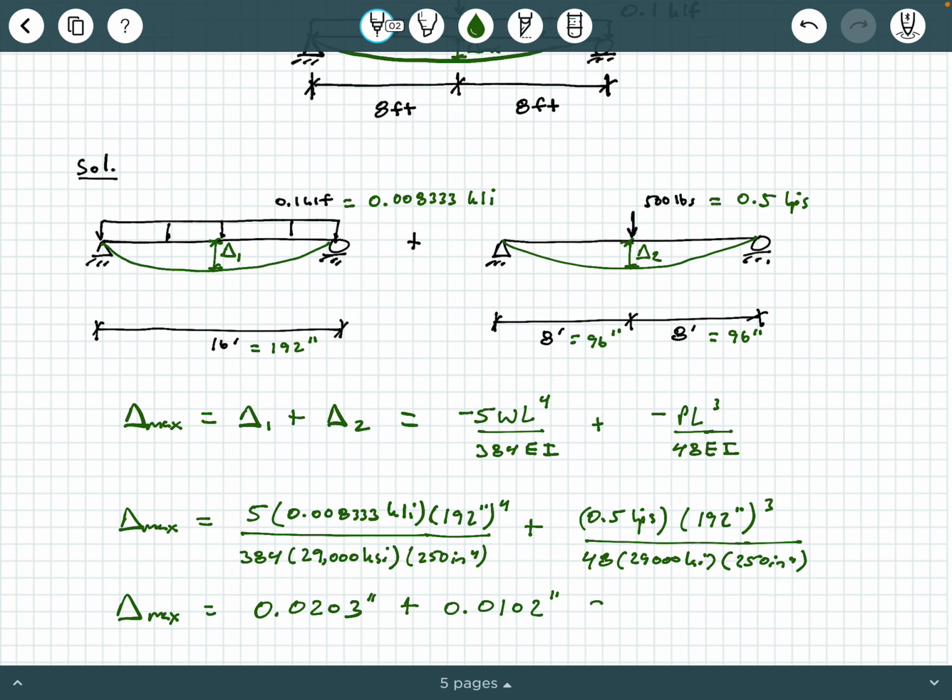0.0102 inches. And so we add those two values together, and we should get 0.0305 inches deflecting downward. So instead of that negative sign, I'm putting a downward pointing arrow. Okay, so that's our solution.